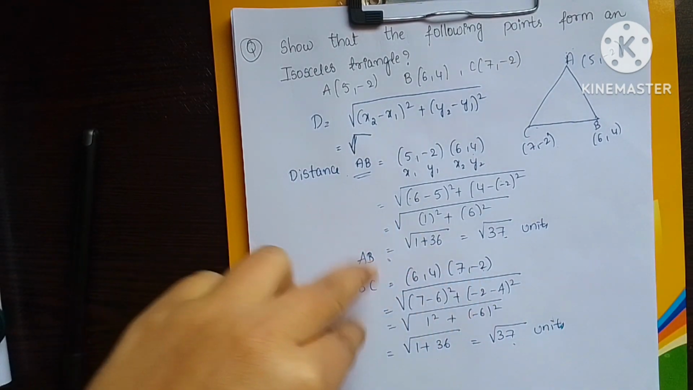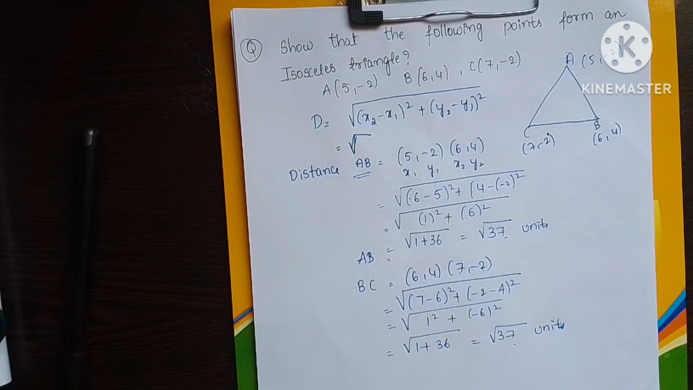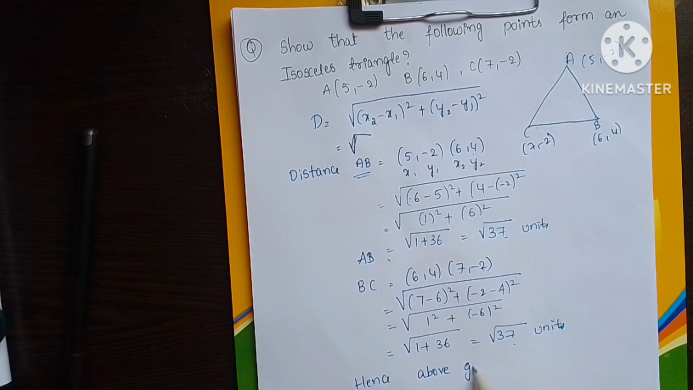So here we are getting AB and BC, two sides of the triangle, equal. If two sides of the triangle are equal, then it is an isosceles triangle. Hence the above given points form an isosceles triangle.